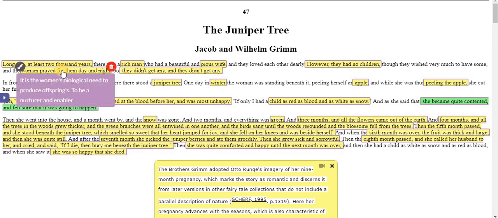So usually a woman has the biological need to reproduce offspring. The biological need to produce offspring often falls on the woman. A woman should produce offspring. A famous feminist critic, Simone de Beauvoir, once said, one is not born a woman, but one becomes a woman. One is not born a woman. It is the society, it is the constructs that make her a woman. It's food for thought.